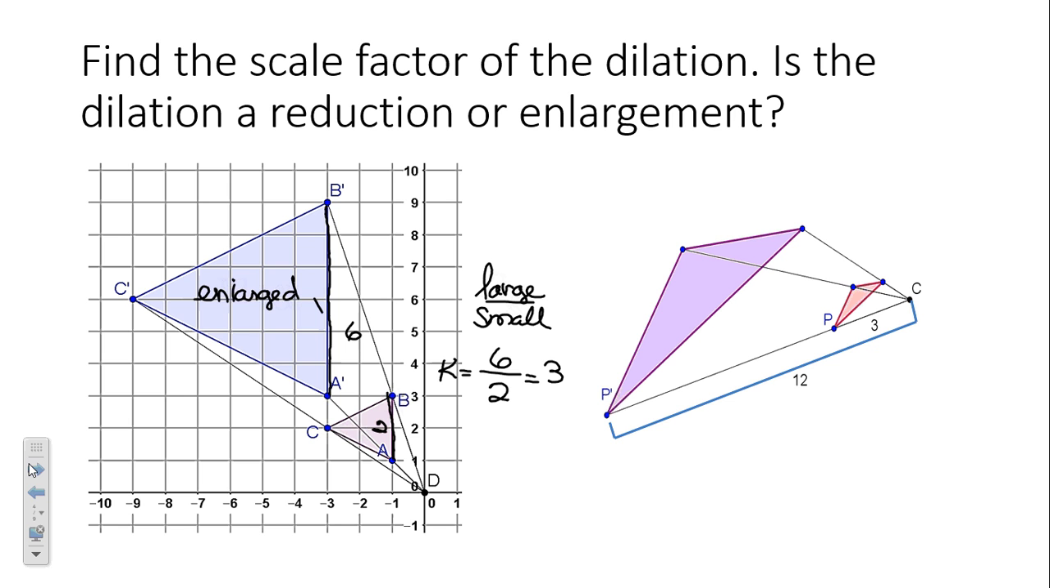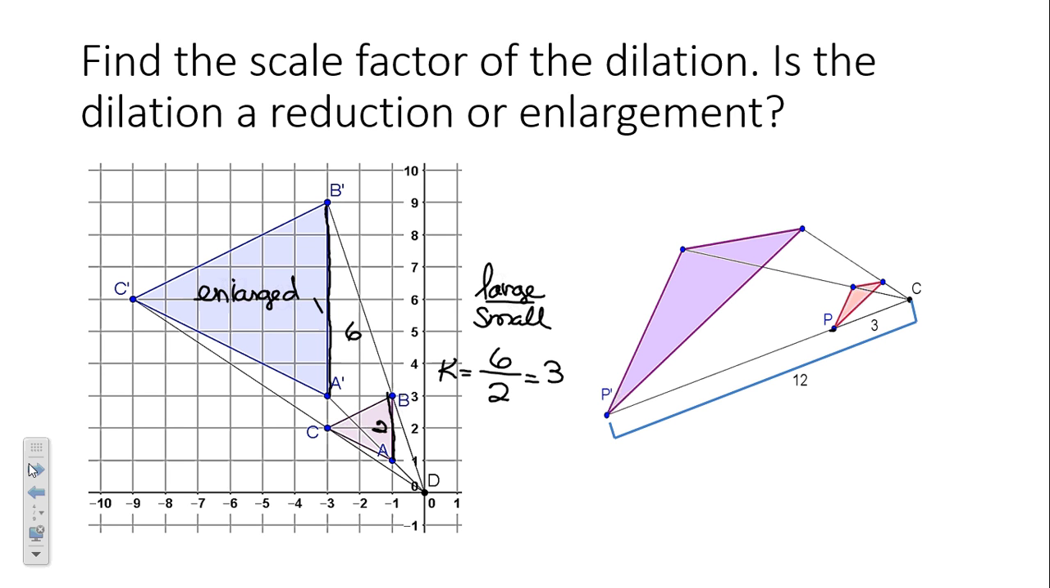Okay? Now, here's another example of what they will do. They won't necessarily give it to you on a coordinate plane. Instead, they will give you the distance between the center of dilation and one point, and the distance between the center of dilation and the other point, the pre-image and the image. In this case, the distance between our center of dilation and our pre-image point is 3. The distance between the center of dilation and the image point is 12.